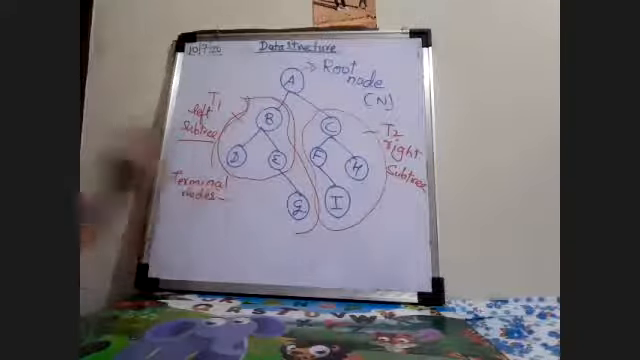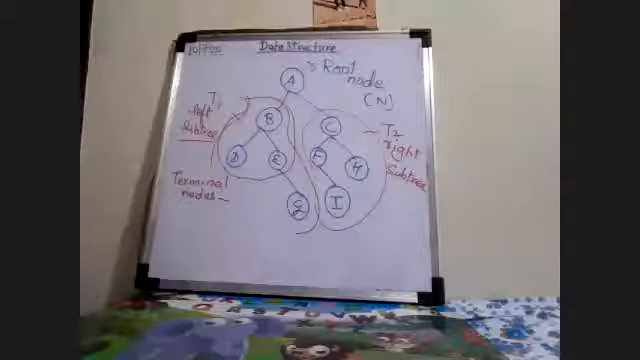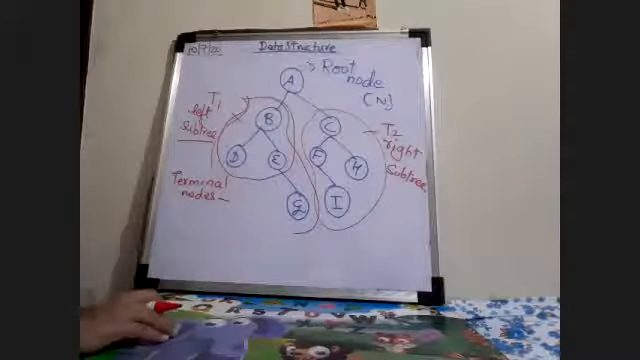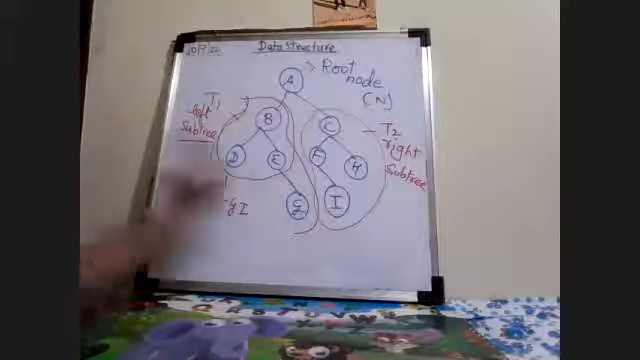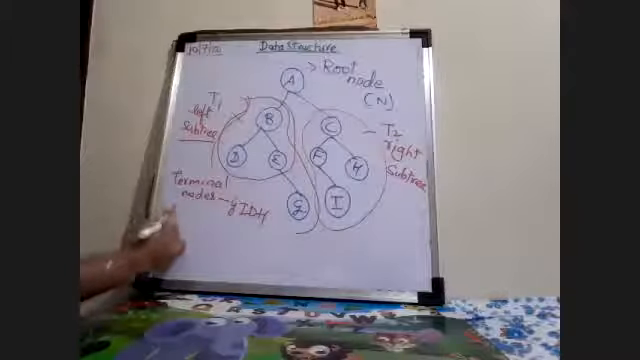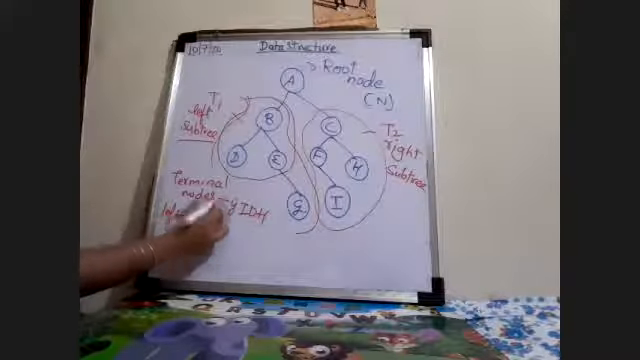Can anyone name me the terminal nodes? You can unmute and tell me the terminal nodes. G, I, or D. D, H. H. Okay, and how many left successors do I have? Can anyone tell me?